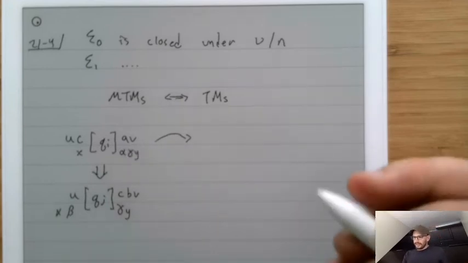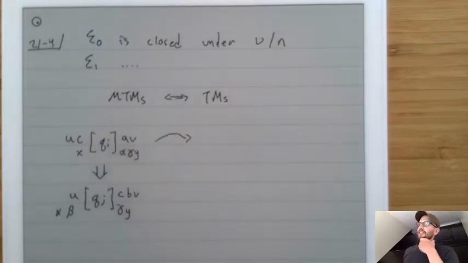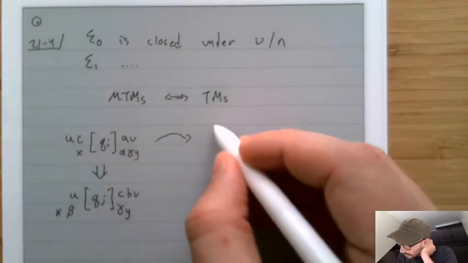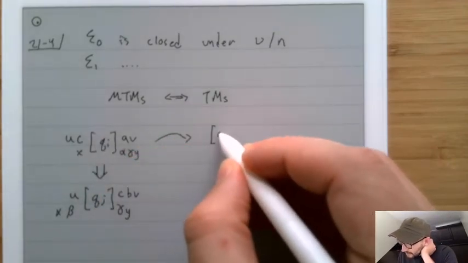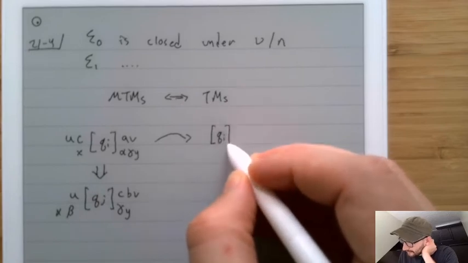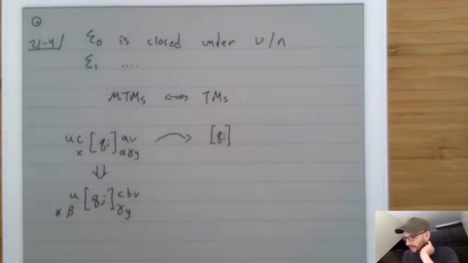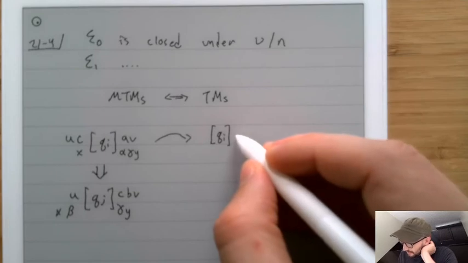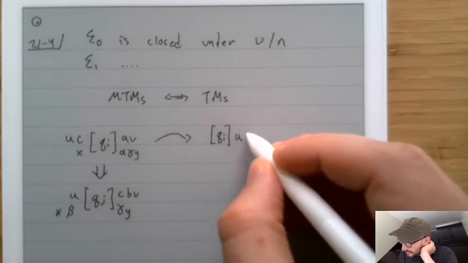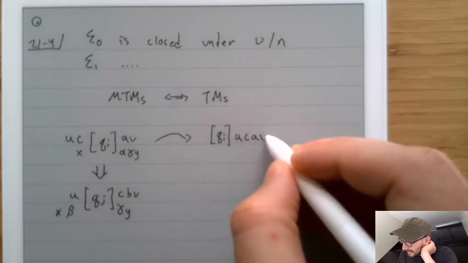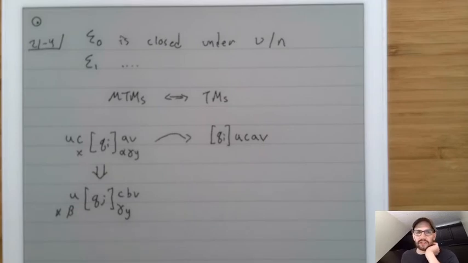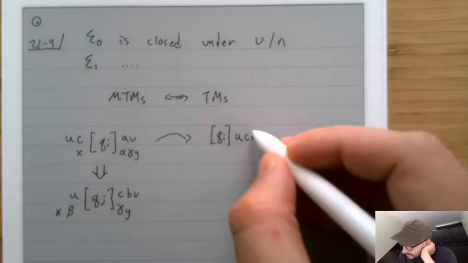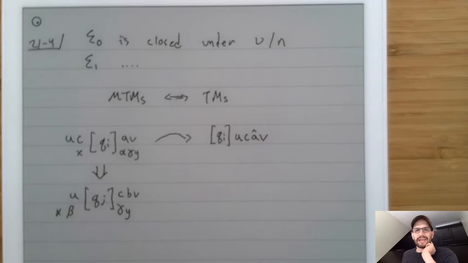So the way that we do this is we turn this configuration into the following. We're going to put the head at the very top, and we're going to be in state QI. Then we're going to lay out the entire book, so it'll be U, C, A, and V. But then we're going to dog-ear A, and we're going to put a little caret on top of it. That's going to indicate the dog-earing.